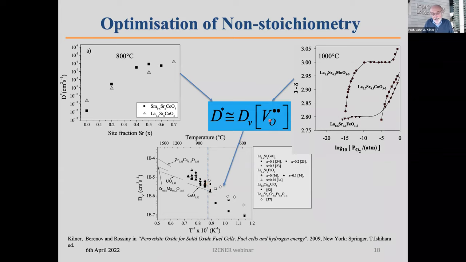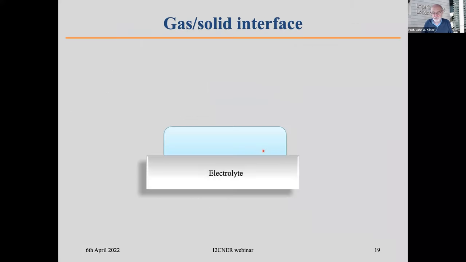And what that is saying is that the oxygen vacancy concentration, the control of the non-stoichiometry, is the most important factor for these perovskite materials. Yes, the migration enthalpy in the host lattices does matter, but it is really outweighed by this huge variation in oxygen vacancy concentration in these materials. So that has covered really the transport of oxygen within the bulk.